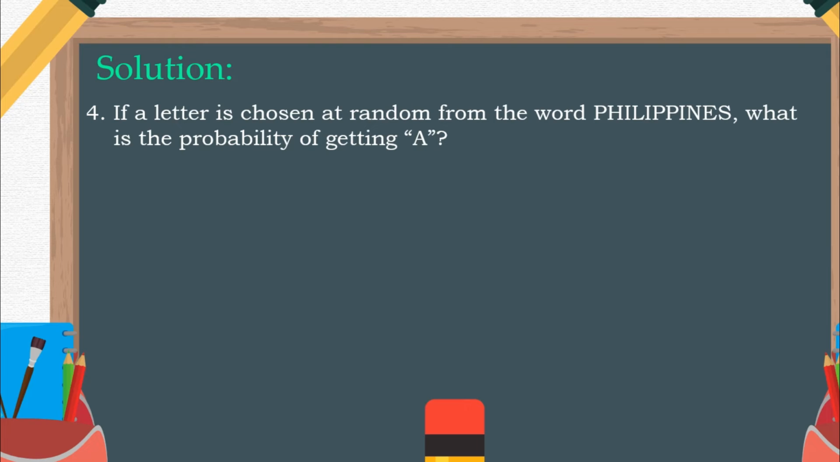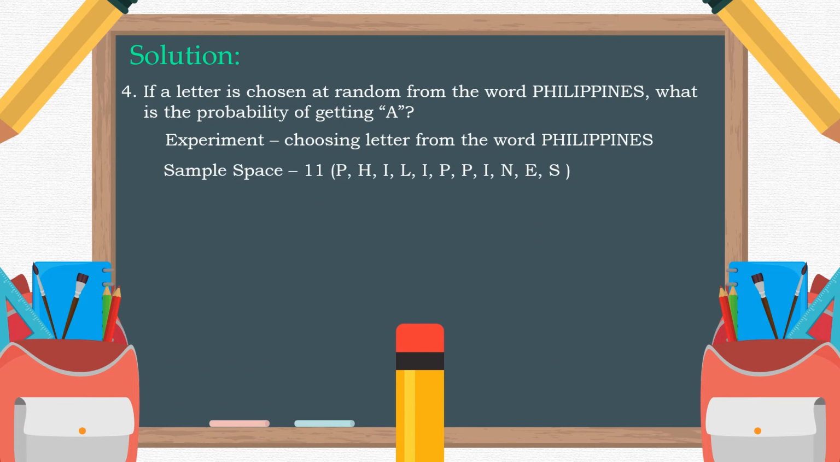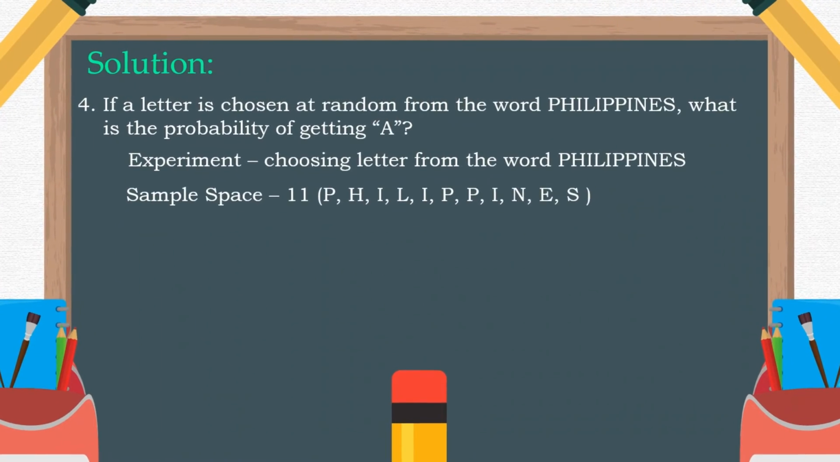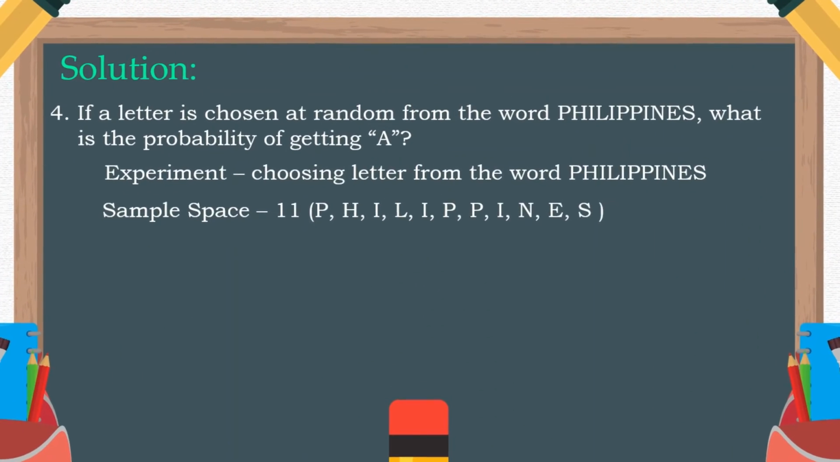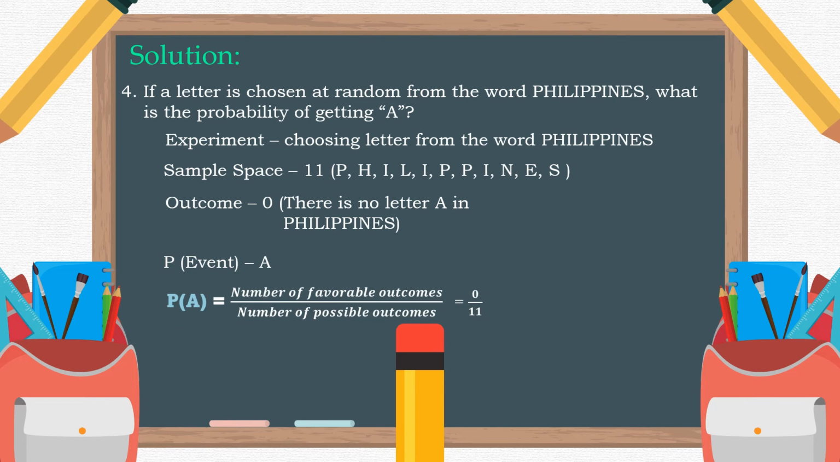Example number 4. If a letter is chosen at random from the word Philippines, what is the probability of getting A? Experiment: choosing a letter from the word Philippines. Our sample space is 11. PHILIPPINES. The outcome is 0 because there is no letter A in the word Philippines. P of event is A.